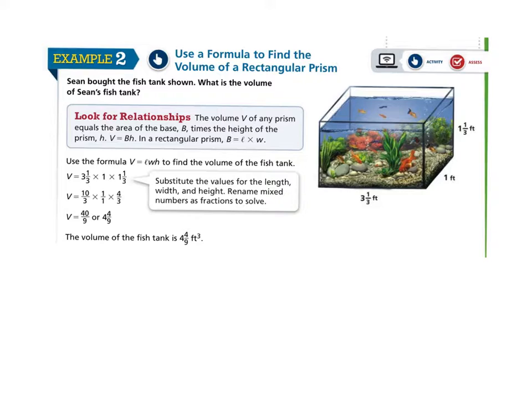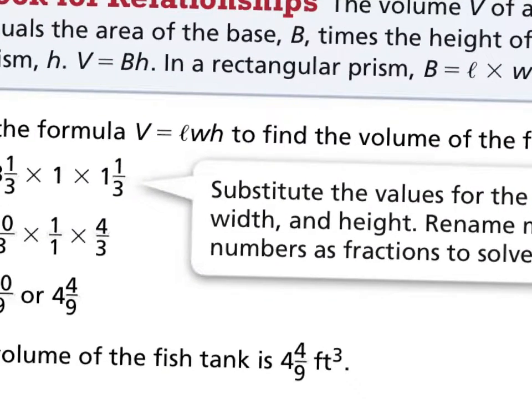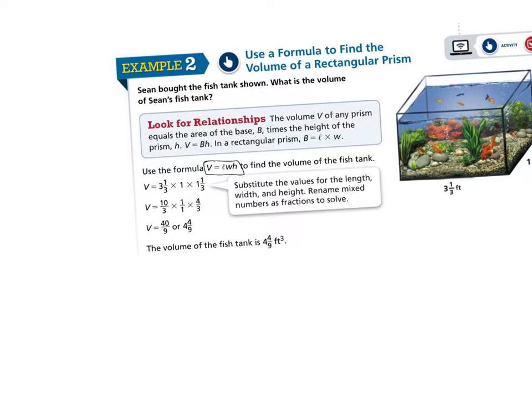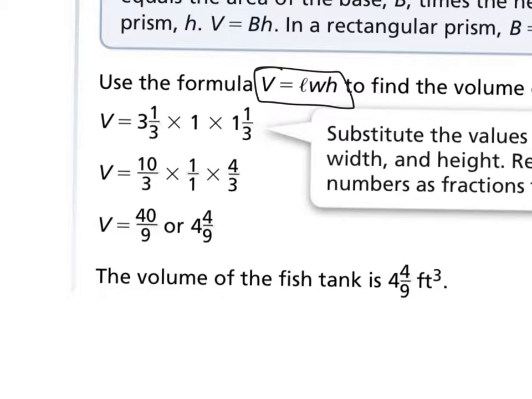Example 2, Sean bought the fish tank shown. What is the volume of Sean's fish tank? And they do actually show you the formula here, so it is actually in your book. All right. So length, width, and height, substitute in, change to improper fractions, multiply straight across is 40/9. And then if you divide that out, again, as 40 divided by 9, you'll get 4 4/9 cubic feet.